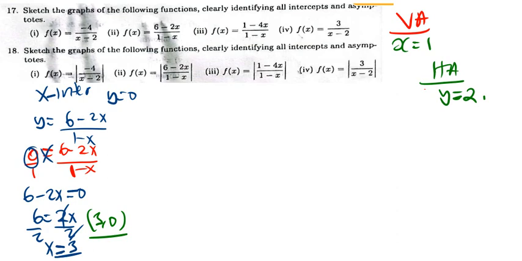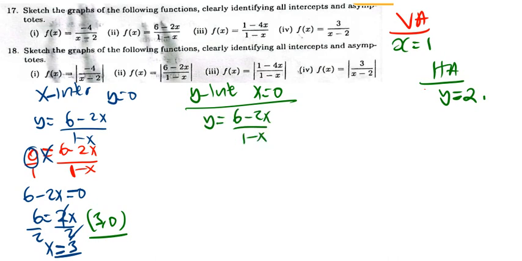Y-intercept. Yes. X has to be 0. So I'll say y is equal to (6 minus 2x) divided by (1 minus x). Where there is x, put 0. y is equal to (6 minus 2 times 0) over (1 minus 0). So this is going to be 6 divided by 1, which is just 6. So when x is 0, y is 6.